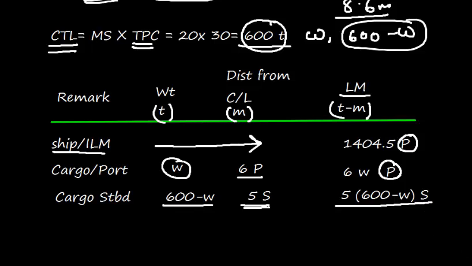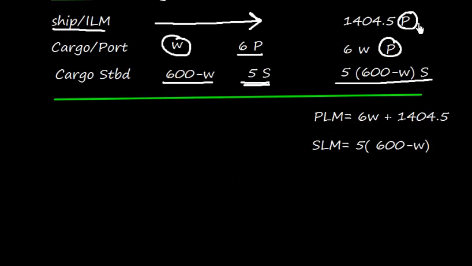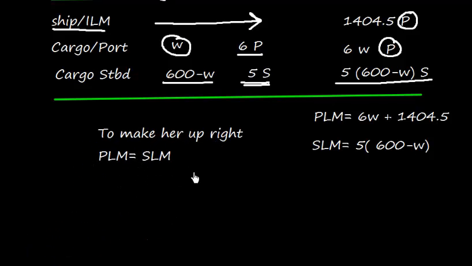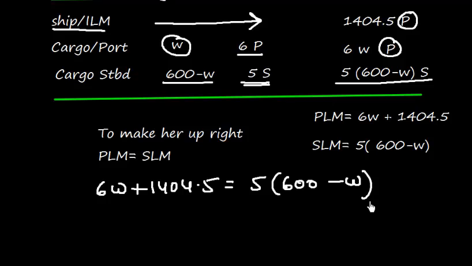So the port list moment is, I need to add the port side and port side, which is 1404.5 plus 6W, and the starboard side one is 5 into 600 minus W. This is on the starboard side. So to make the ship upright, we need to have port list moment equal to starboard list moment, and all I need to do now is just to solve this problem. Well, 6W plus 1404.5 should be equal to 5 into 600 minus W. So we can simply solve this problem.